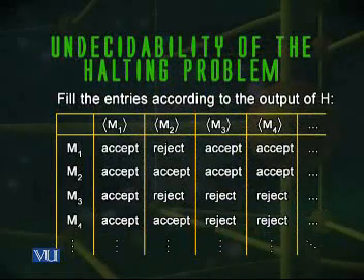The first three entries in the first row would be accept, reject, accept. All the entries in the second row would be reject. Similarly, the fourth row, accept. The first entry would be reject, the second entry would be accept, and the third entry would be reject. So what we have done is create a matrix which tells us how this hypothetical Turing machine H behaves. D is going to be obtained by looking at the diagonal of this matrix.